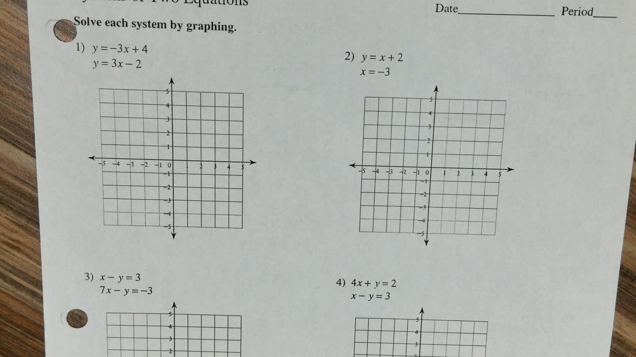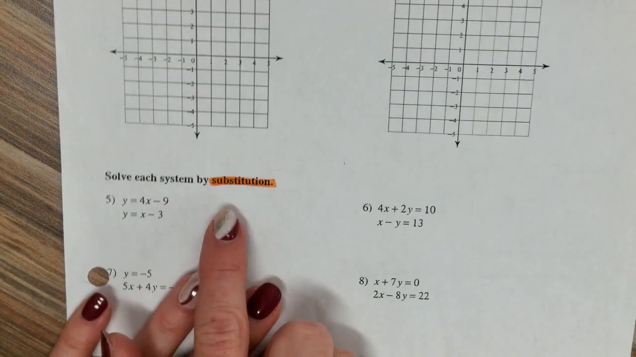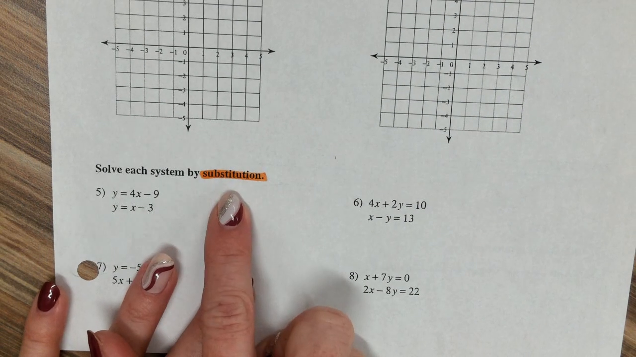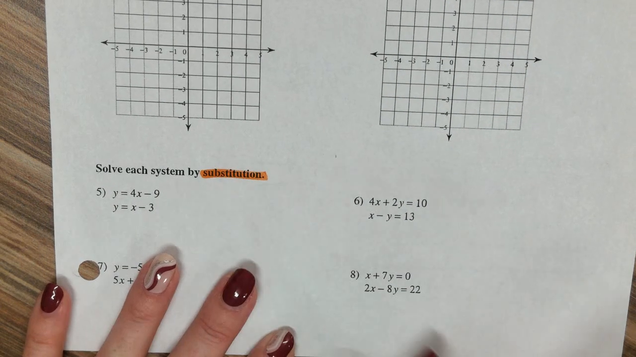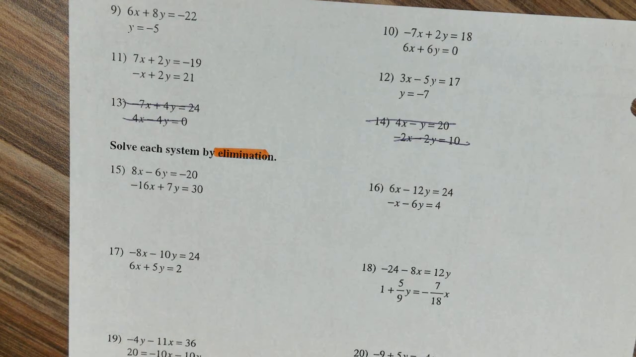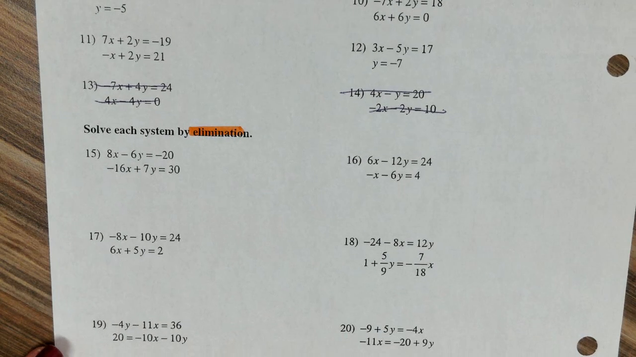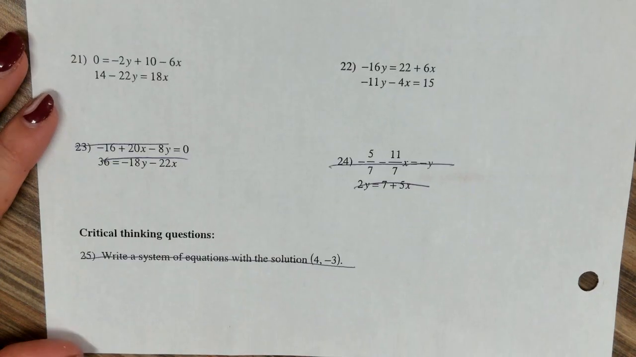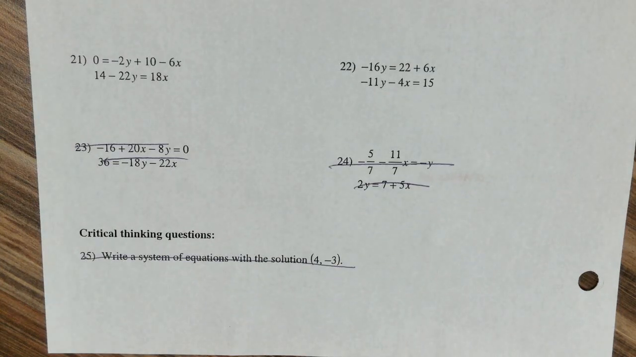All right. On 5 through 14, you're going to solve by substitution. Okay, you're going to take off 13 and 14 to just shorten your assignment some. On 15 through 24, you're going to solve by elimination. You can take off 23 through 25 to shorten it a little bit.